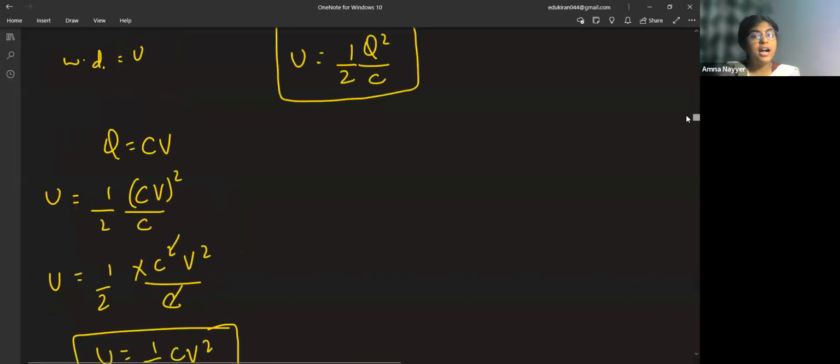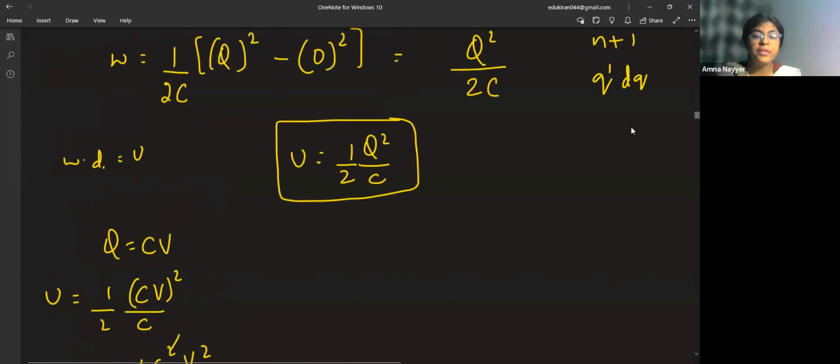If charge and capacitance are given, use this. Suppose let's say charge and potential are given. Capacitance is not mentioned. Then out of these two, you'll not be able to use any. Right. So what you can do, put the value of capacitance as charge by potential here in this formula.